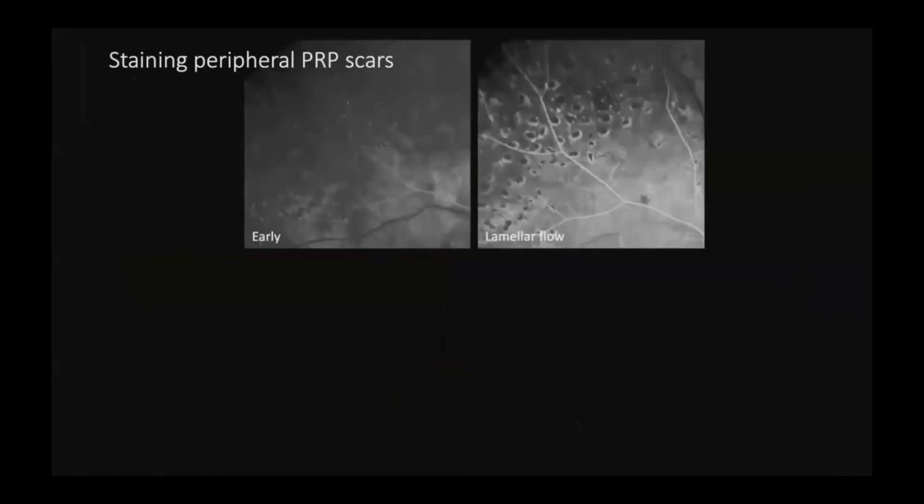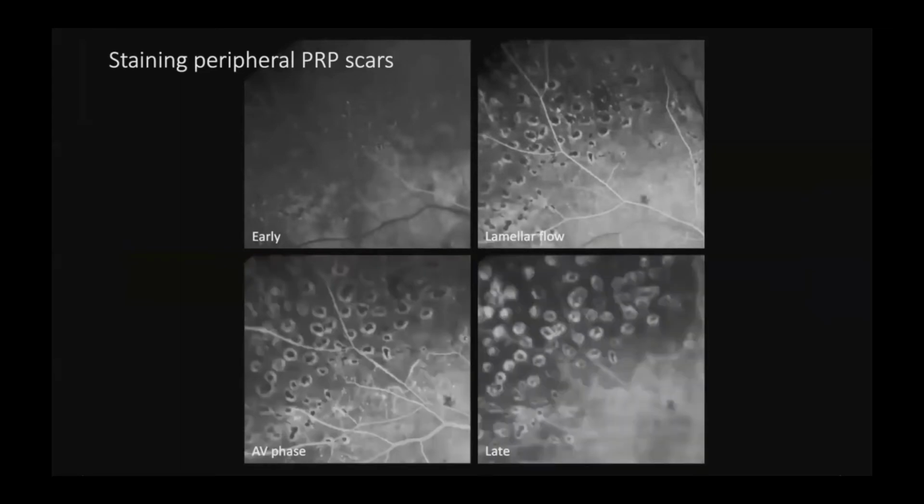In staining, we get a slow accumulation of the dye. And so this is peripheral panretinal photocoagulation scars. You see early, you can faintly make out the scars. And as we get later into the FA, those scars become more and more distinct.